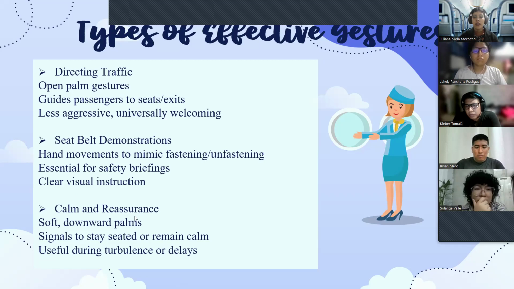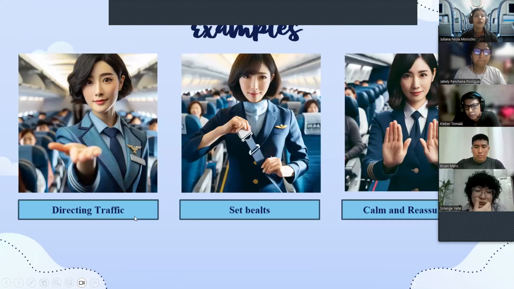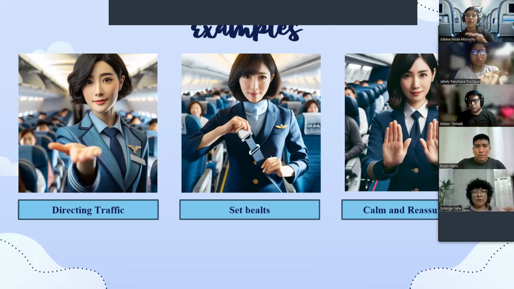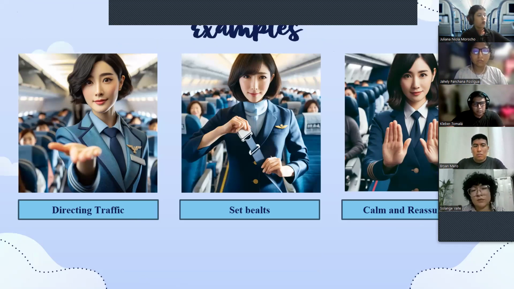So now let's take a look at an example. As I was saying before, directing traffic, this is the one that I explained. Remember, open palms and just soft movements like this, just to guide the passengers to the seats or the exits. And now we have the seat belts, remember the signs. And the count and reassurance, just like this with these palms. And down, exactly.